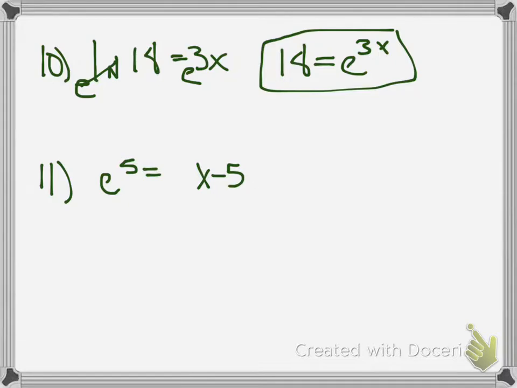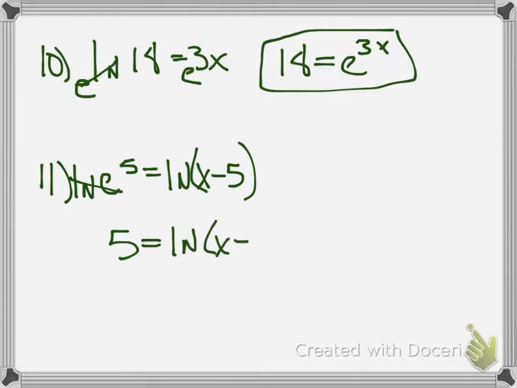On 11, I want to get rid of the e and write it in terms of ln, natural log. So I put them there together like this. They would cancel out, leaving me 5 is equal to the natural log of x minus 5. And there you go. Simple as that. Easy, easy, I know.